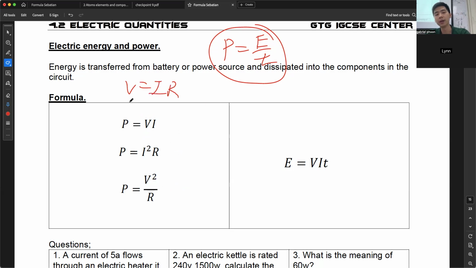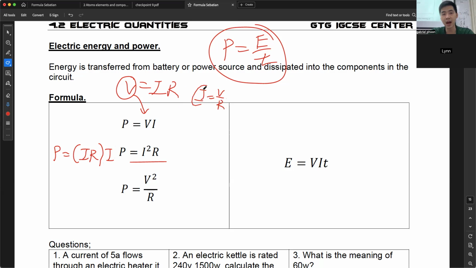V equals to IR, right? Imagine today I substitute this V into this here. It will turn into P equals to IR times I, right? Which ultimately becomes P equals to I square R. Can you guys see this? And if let's say I make I the subject, I equals to V over R, right?